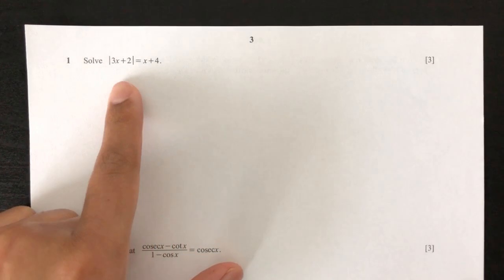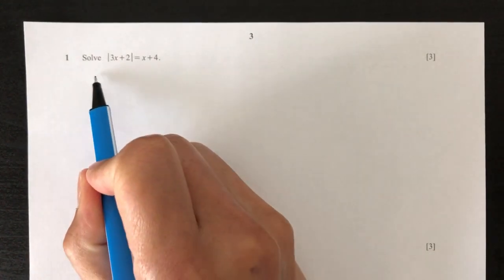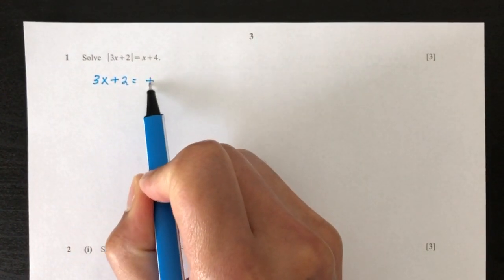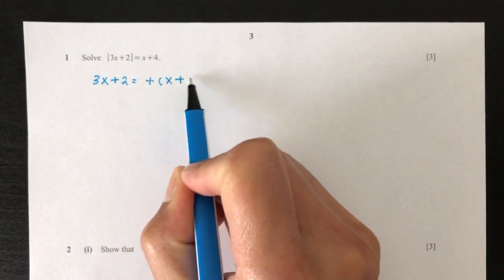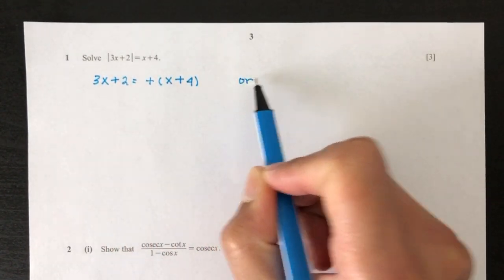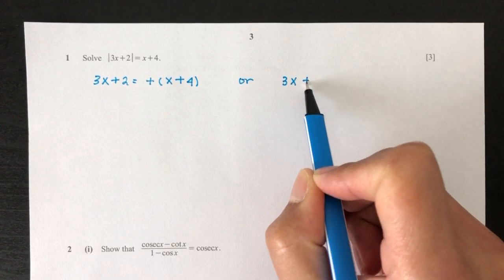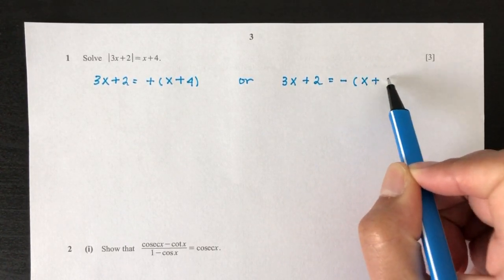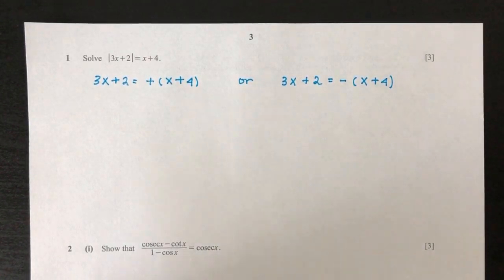So here we have to solve this equation. We have modulus on one side and x plus 4 on the other side. So one way you can solve this is you can write 3x plus 2 equal to positive x plus 4, or it can be 3x plus 2 equal to negative x plus 4. Okay, so now we can solve.